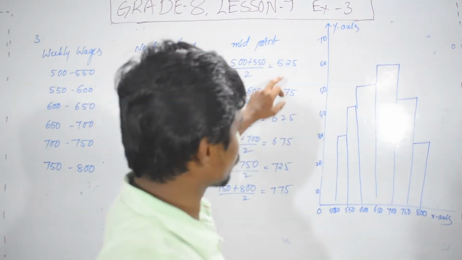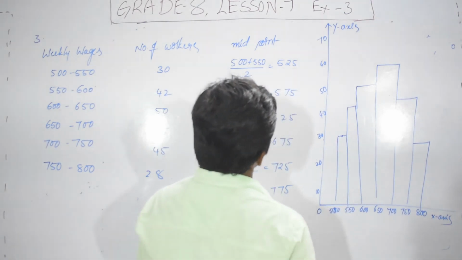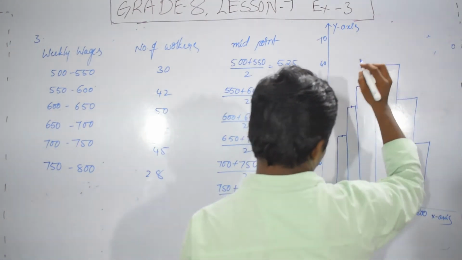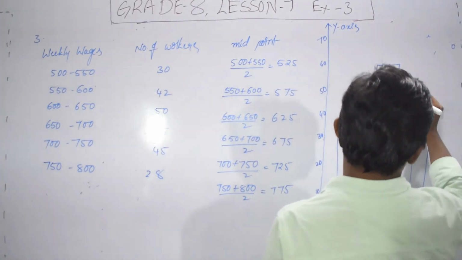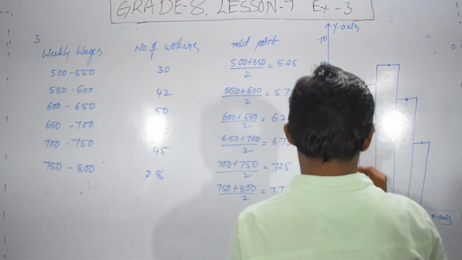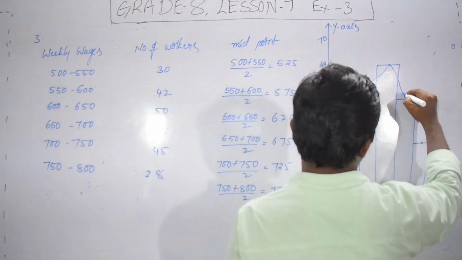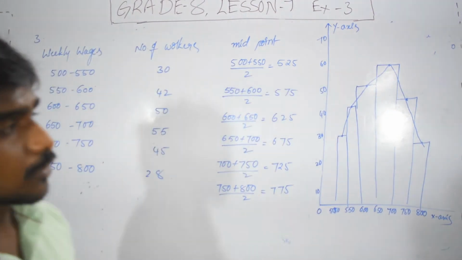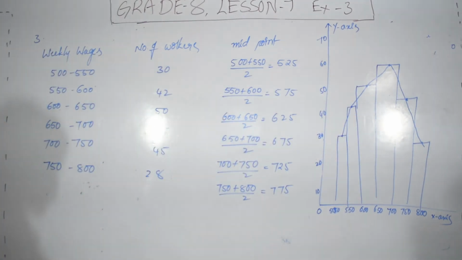Now here the midpoint 525. Where? Here 525. And next 575, 625, 675. So we draw the graph. So that is the midpoints on the graph with the bar graph. So write that one.